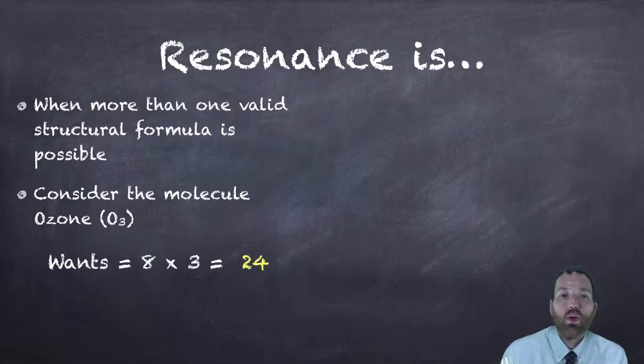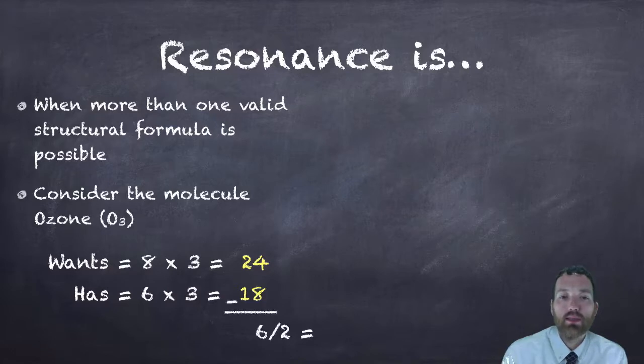So the molecule wants 24. Each atom, each oxygen in this molecule wants 8. So 8 times 3 is 24. Each oxygen atom has 6, but again I have 3 of them. So 6 times 3 is 18. 24 minus 18 is 6. And 6 divided by 2 is 3. So I need 3 bonds to attach 3 molecules.